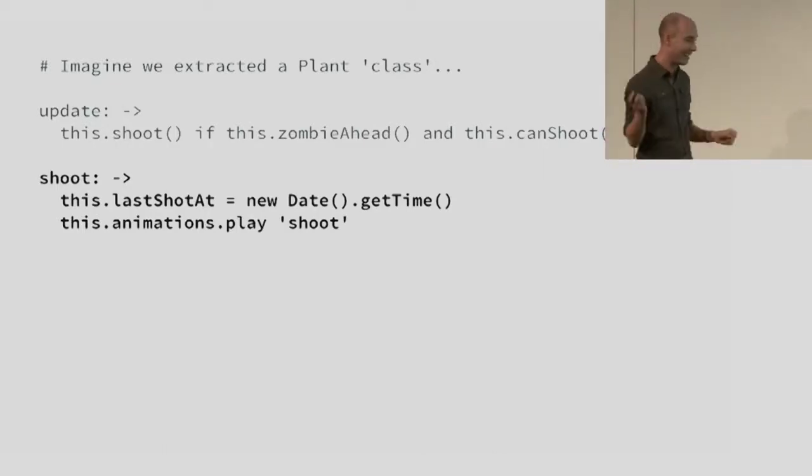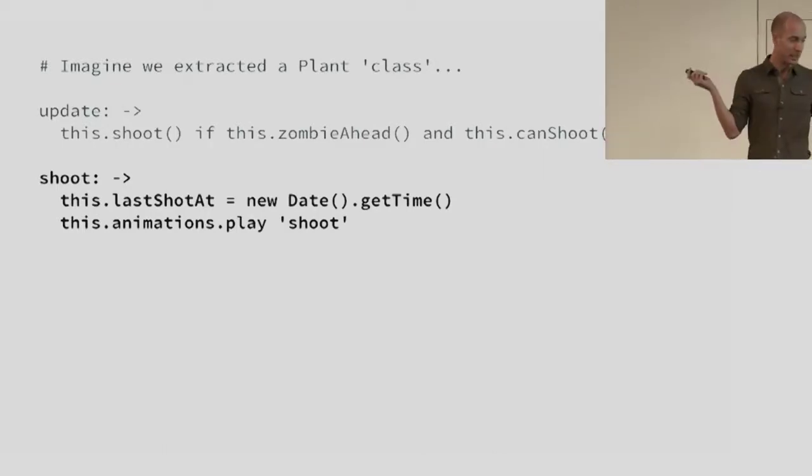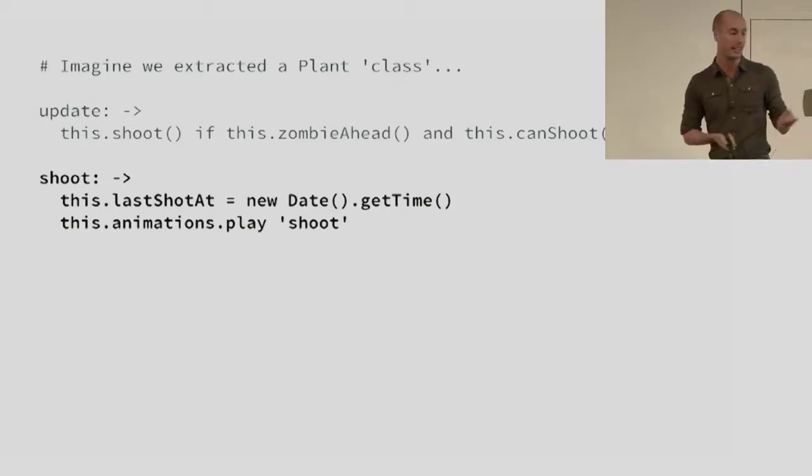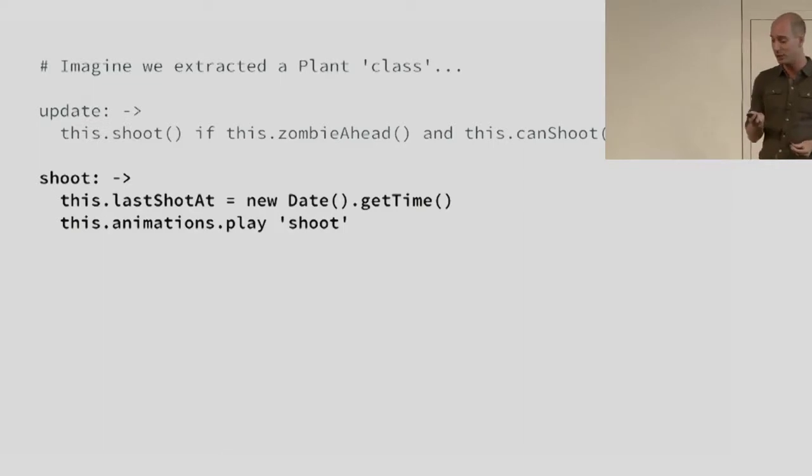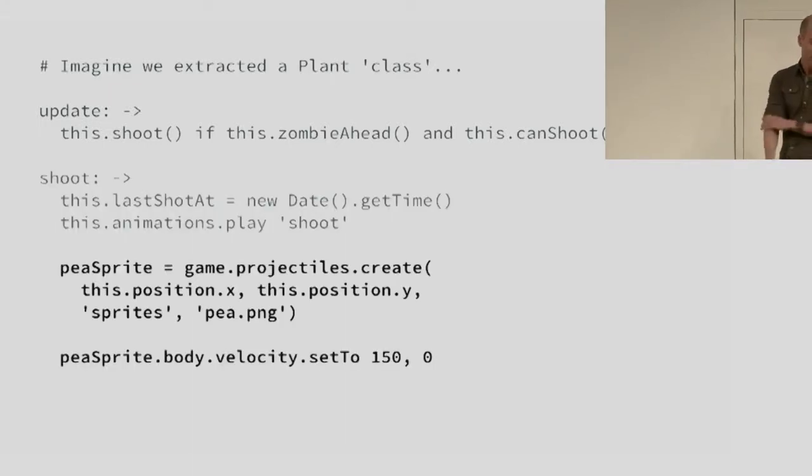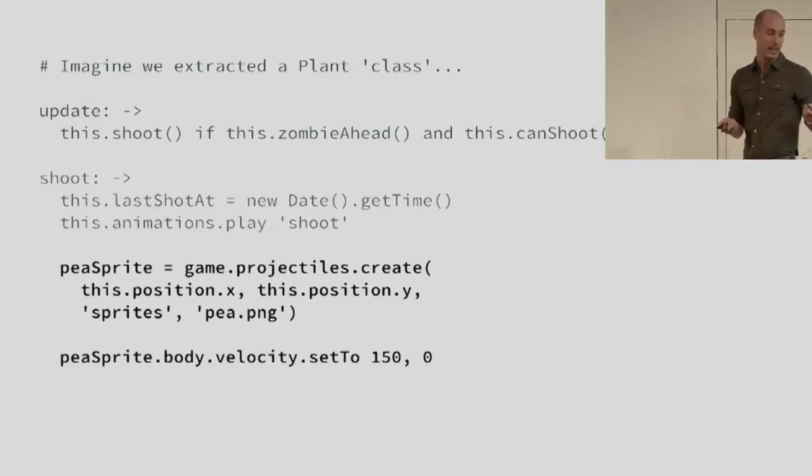So here we're going to say this is how we do a shoot. When we shoot, we're going to remember what time we just shot at. So that's how can shoot is going to figure out if it can shoot again or not. And we're going to say play the shoot animation, right? And we know at the end of that shoot animation that we can create a pea. So in this example, we'll just create the pea sprite right now. We'll say make a new sprite from the projectiles physics group.